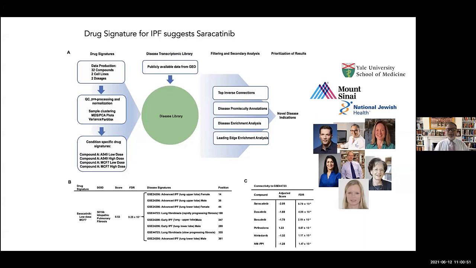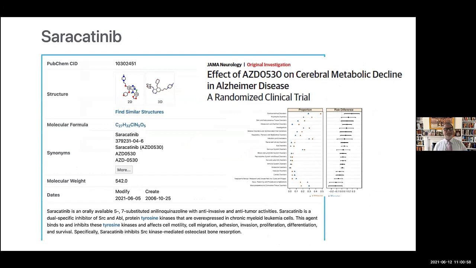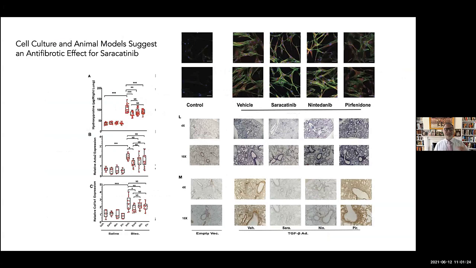we found that this molecule, saracatinib, seemed to computationally correct fibrosis. And this is saracatinib. It's an orally available molecule that was developed for cancer. It inhibits SRC and ABL. It was most recently tried in Alzheimer's disease in a randomized clinical trial. It had no effect, but it was relatively safe. The drug belongs to AstraZeneca, so we contacted them.